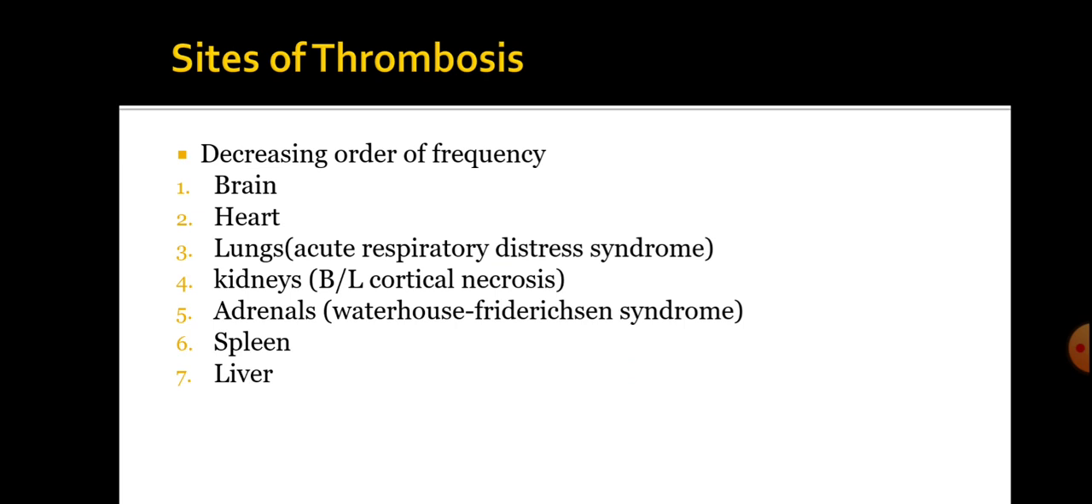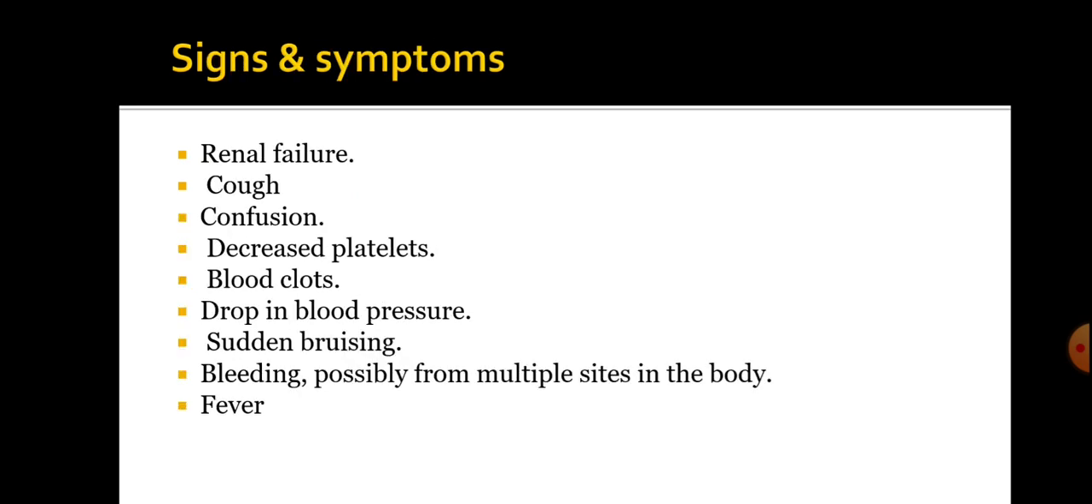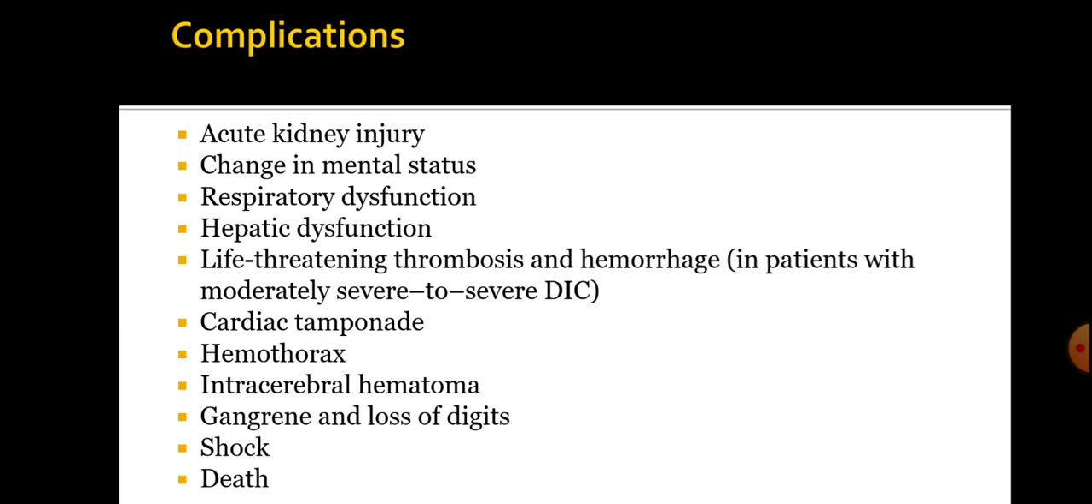There are certain sites of thrombosis. In decreasing order of frequency: brain, heart, lungs, kidneys, adrenal, spleen, liver are the sites of thrombosis occurring due to DIC. Signs and symptoms of DIC include renal failure, cough, confusion, decreased platelets, blood clot formation, drop in blood pressure, sudden bruising, bleeding possibly from multiple sites in the body, and fever. These are certain signs and symptoms developing due to DIC.